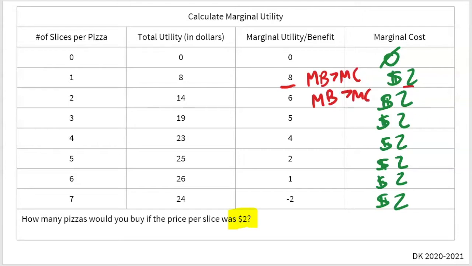So yet again, our marginal benefit is greater than our marginal cost. Are we going to buy the third? Yes. Are we going to buy the fourth? Yes. Are we going to buy the 5th slice? Yes. Are we going to buy the 6th slice of pizza?